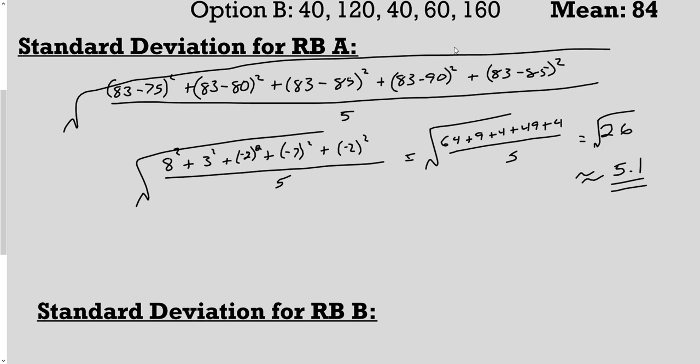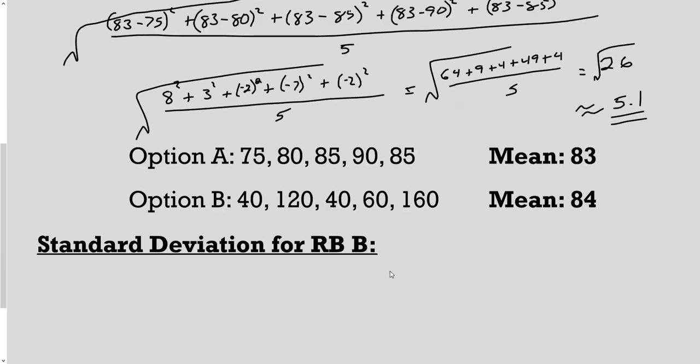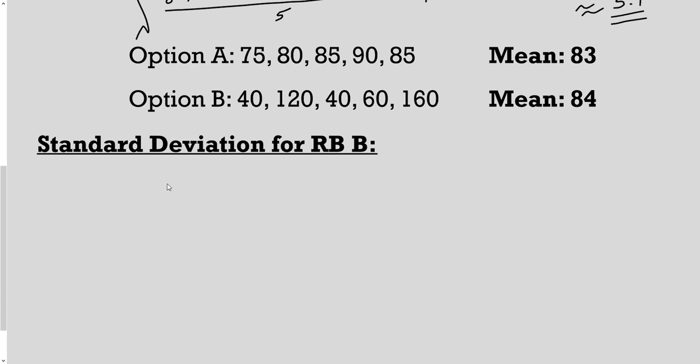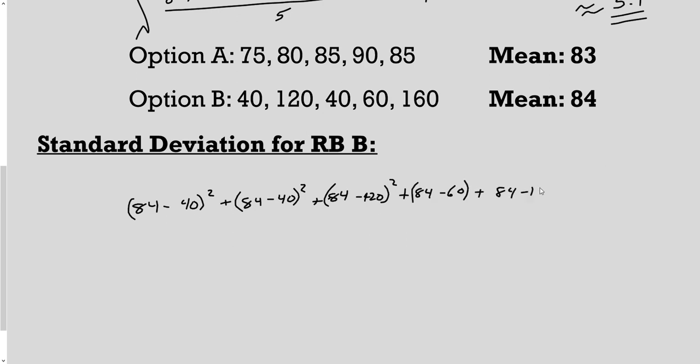Okay, so let's do the same thing for option B. I'm going to slide our data down so we can see what we're doing. I need to do 84 minus 40 squared plus 84 minus 120 squared plus, oops, sorry, this is 84. That was close. Always the average. Plus 84 minus, let's see, I've done the 240s, so minus 120. I'm doing this slightly out of order, I'm sorry. Plus 84 minus 60 plus 84 minus 160.